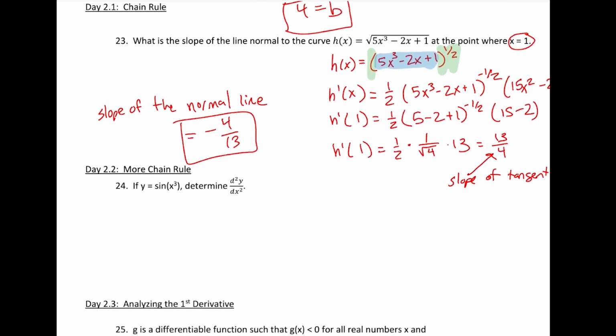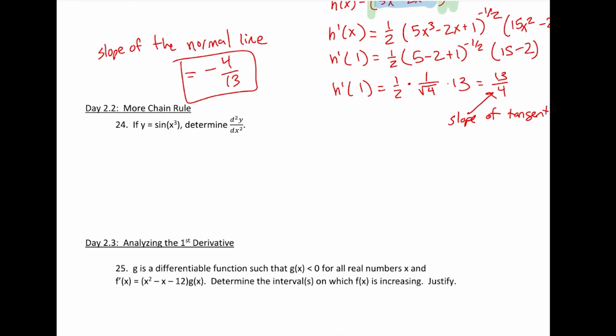Number 24, some more chain rule practice. Here we're trying to find the second derivative. So that notation might be written like this, or it might be written like this, but it basically means the same thing, which is the second derivative. So let's find the first derivative first.